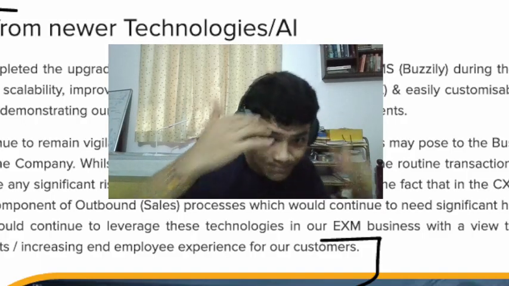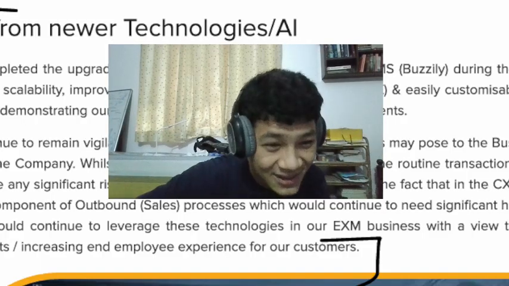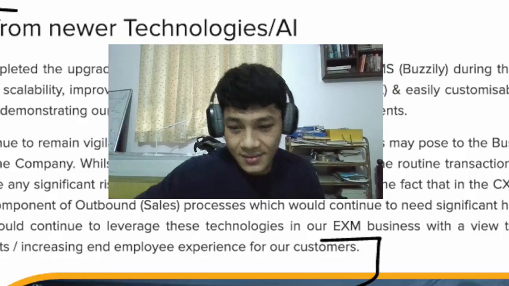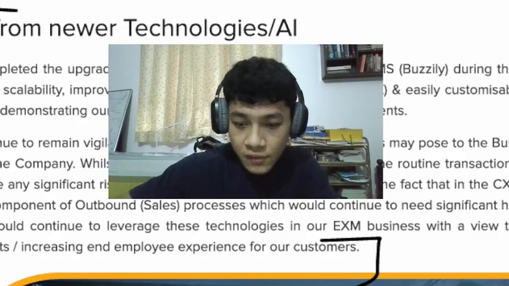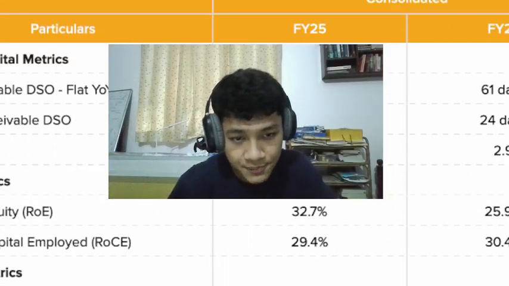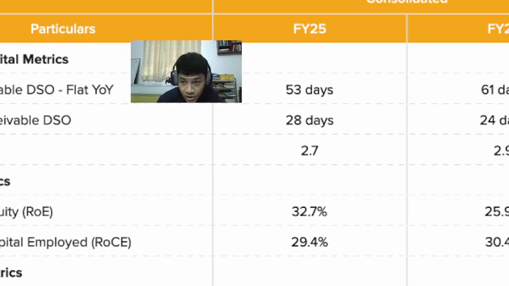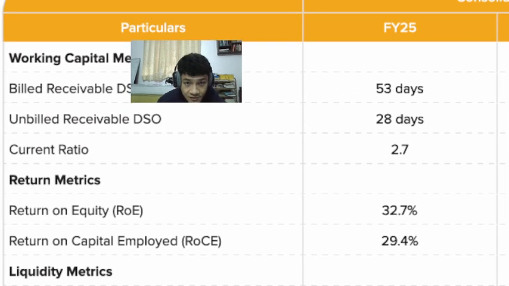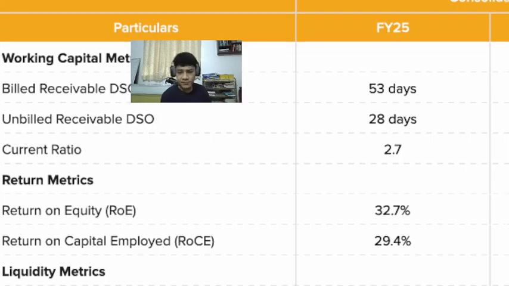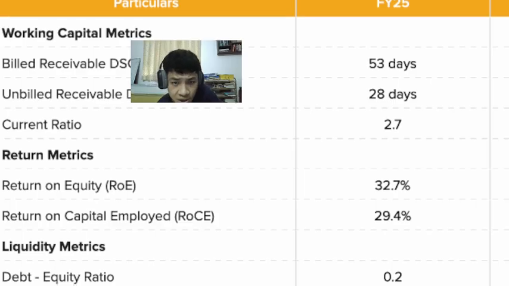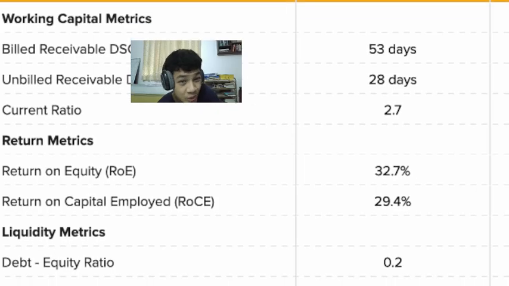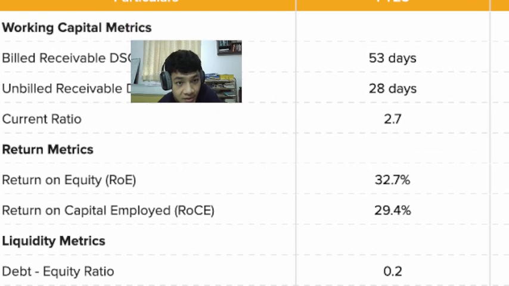But okay, one last thing to discuss here. Page 30 of their annual report is this. Current ratio, current assets divided by current liabilities. You already saw this, 2.7 times. Pretty good, more than one is nice. Return on equity 32.7%, return on capital employed 29.4% for fiscal 2025.